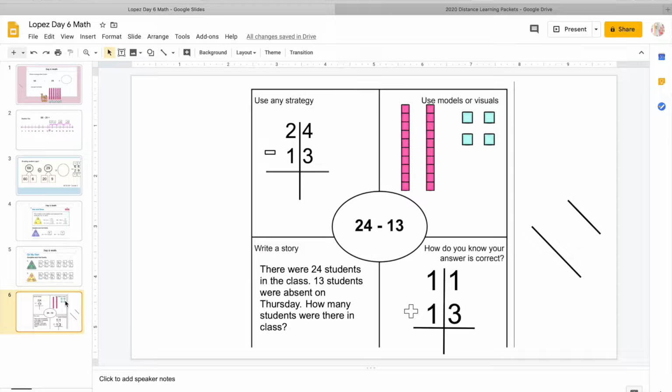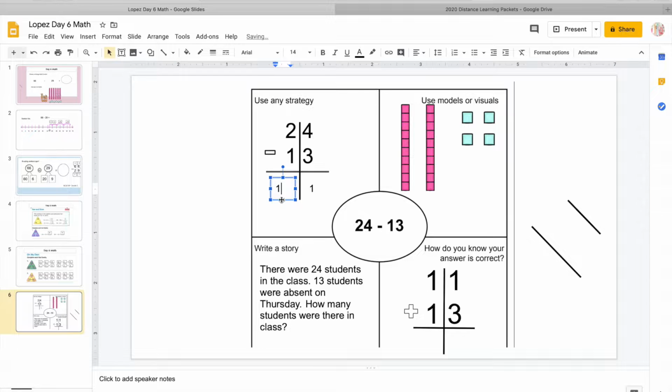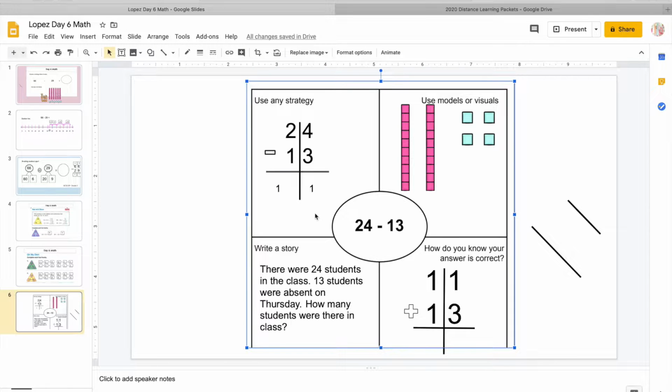Okay, now we're going to move on. It seems like this is where I'm receiving a lot of questions. It's showing multiple strategies on how to solve a subtraction problem. So using any strategy, you can use whatever strategy you want. This is standard algorithm. So remember, draw those TO charts. That's going to line it up and keep it organized for you. And we always start with the ones column. So 4 minus 3 is 1. And then 2 minus 1 is 1. So we know that 24 minus 13 is 11.